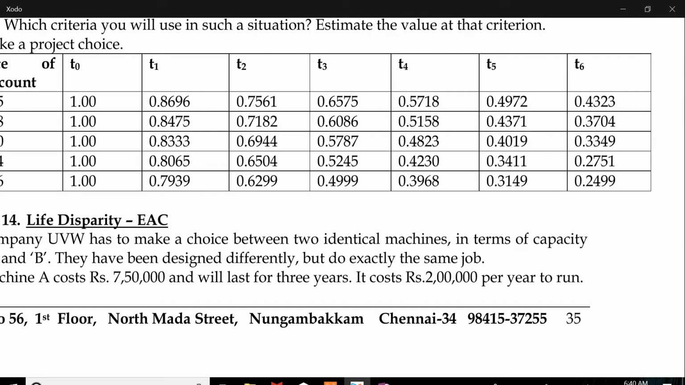We will have to compute present value of outflow and then decide on the machine.